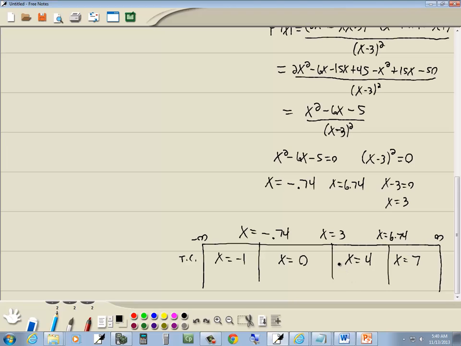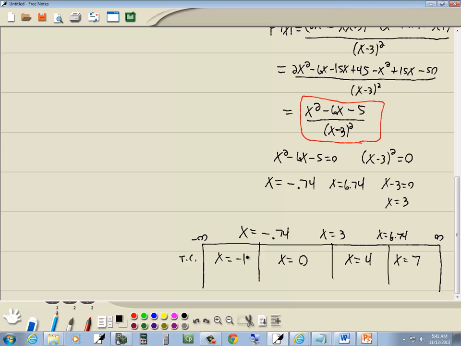Now, we don't have to plug it into everything. Here's our derivative. Notice the bottom part is squared. This is always positive since it's squared, so we don't need to worry about that part. We just need to plug it into the top part and see what our sign is.